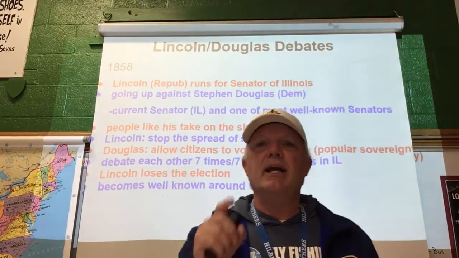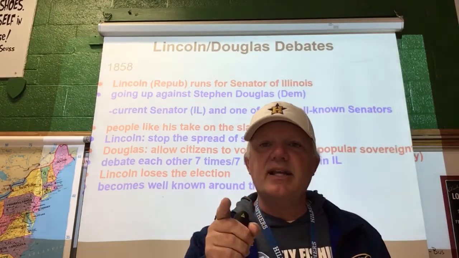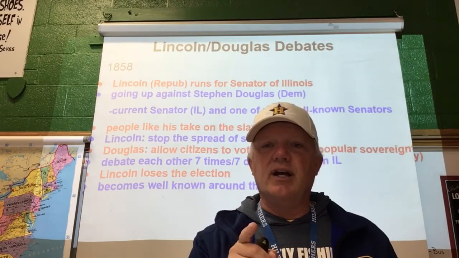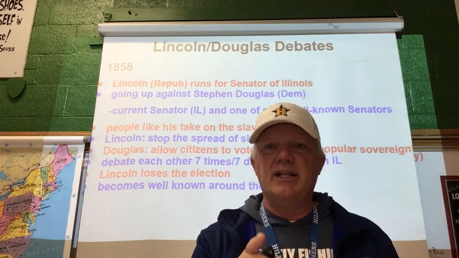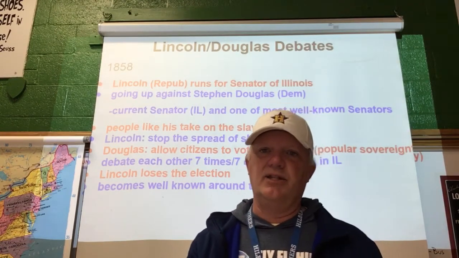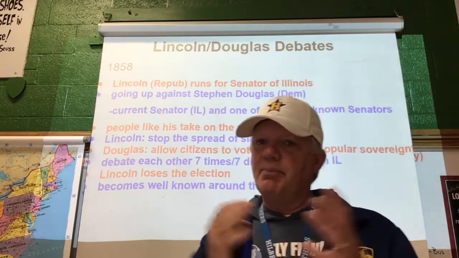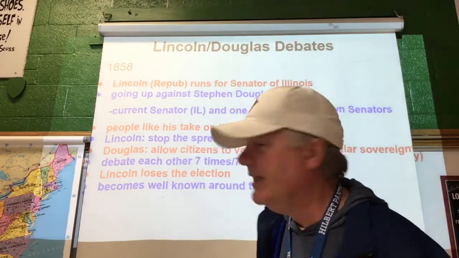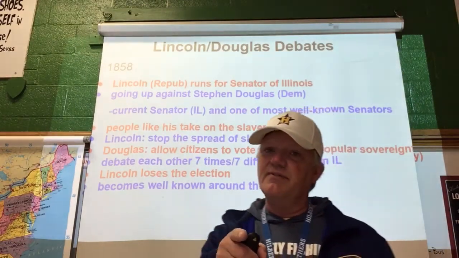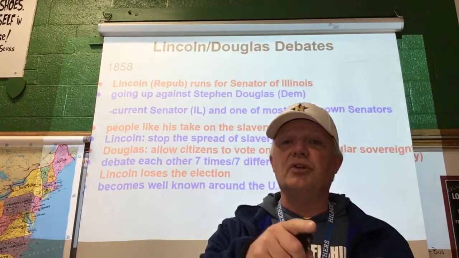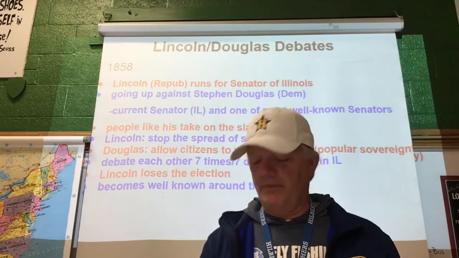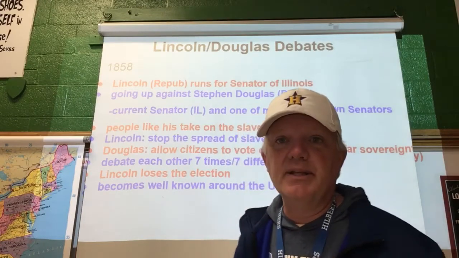Their issue was slavery. Abraham Lincoln did not want to end slavery. He wanted to stop the spread of it in the territories. Stephen Douglas was for popular sovereignty. He wanted the people in the territories to be able to vote on the issue of slavery. So they had differing opinions on the issue of slavery. Stephen Douglas is going to win, but this is the year 1858. When the presidential election comes around in 1860, both men will run for president of the United States, and there will be a different outcome.